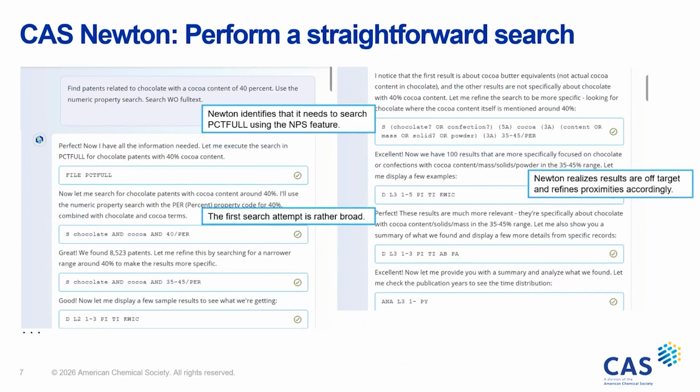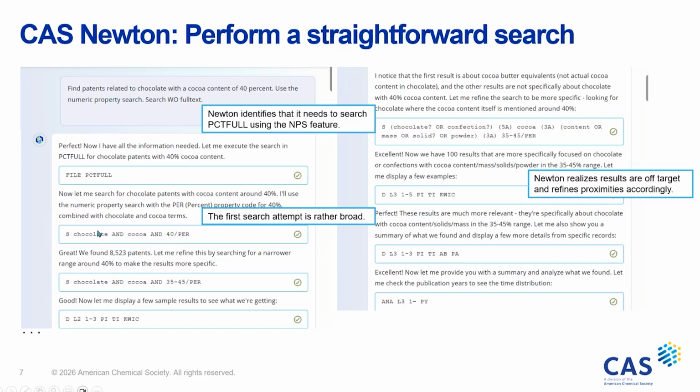Let's move on and have a look at a straightforward search. My prompt here is: find patterns related to chocolate with a cocoa content of 40%. Use a numeric property search, WO full text. The system understands that the PCT full database is the correct database to search for the full text on the SDN system. It then puts together a query, nicely identifying the right search field for percentage in the numeric property search feature. So that's correct syntax here.